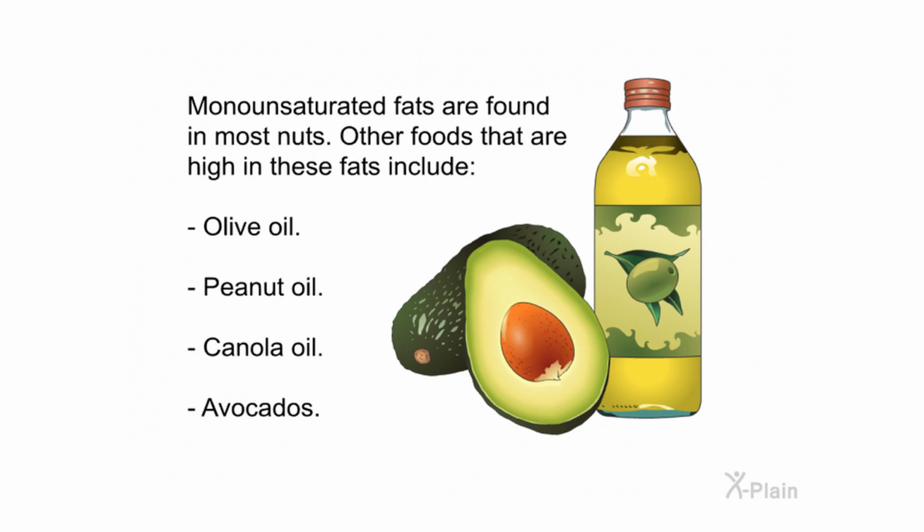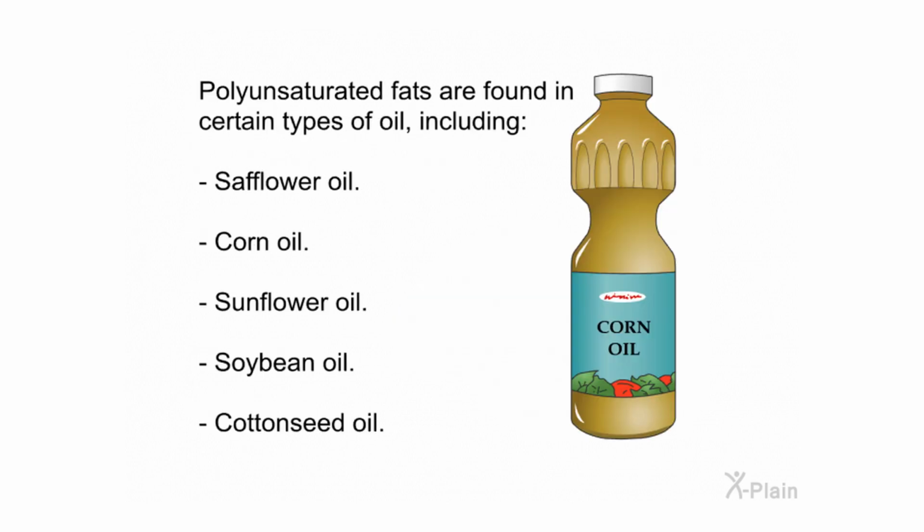Monounsaturated fats are found in most nuts. Other foods that are high in these fats include olive oil, peanut oil, canola oil, and avocados. Polyunsaturated fats are found in certain types of oil, including safflower oil, corn oil, sunflower oil, soybean oil, and cottonseed oil.